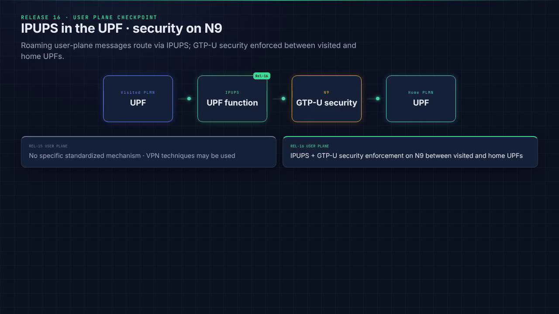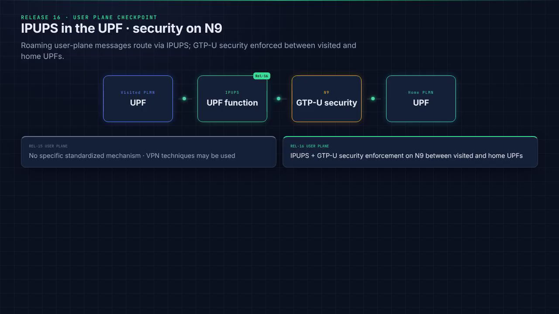Compare the two releases side by side. REL 15, Rich Control Plane Interconnection Security via SEPP and N32. User plane left to non-specific or VPN-style options. REL 16, still keep the SEPP control story, and add IPUPS so the user plane lane has an explicit function and an explicit interface, N9, where security is enforced.